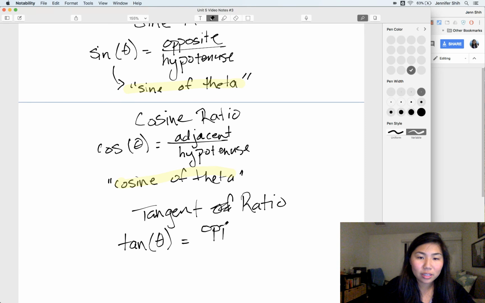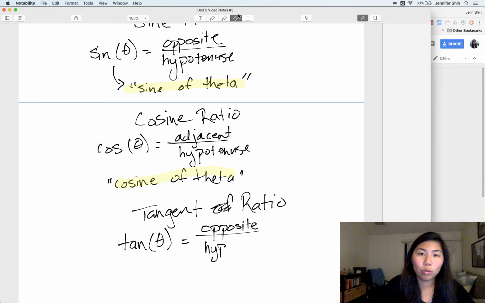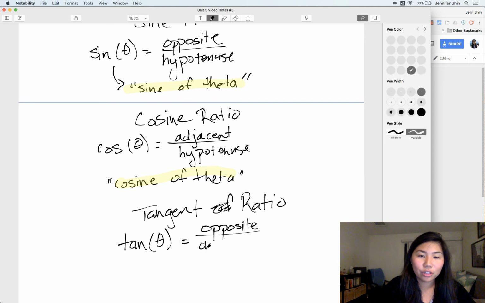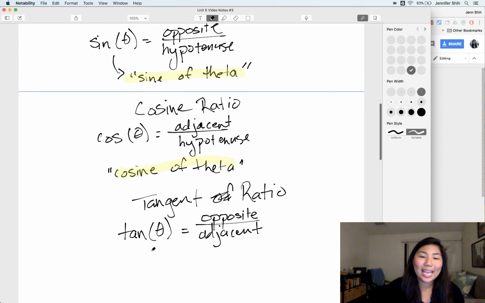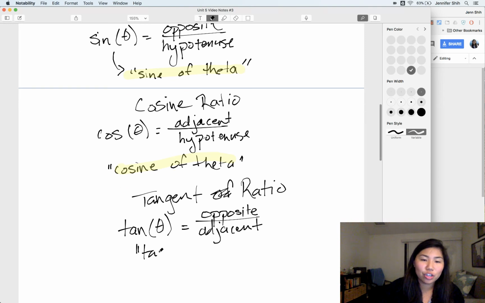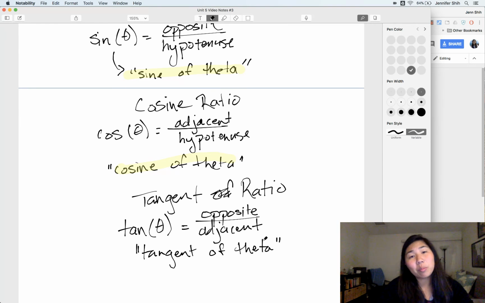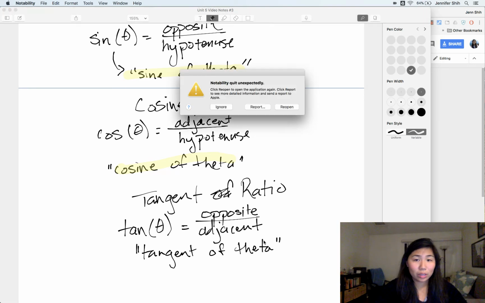this is the ratio of the opposite side over the hypotenuse. Nope, wrong. Don't know why I said that. The opposite side over the adjacent side. There's so many secrets about tangent that you don't know yet, but anyway. So this is tangent. This is pronounced tangent of theta. Very, very important that you are pronouncing these words correctly.